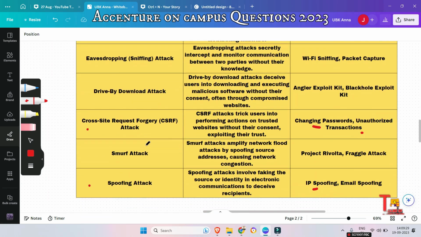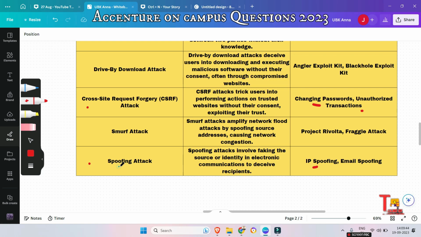So cross-site request forgery attack, that is CSRF, right? CSRF attacks trick users into performing actions on a trusted website without their consent, exploiting their trust, right? So changing password or transaction related examples can be taken. So spoofing attack is also important. Mainly IP spoofing and email spoofing are important for this exam. So spoofing attacks involve faking the source or identity in electronic communication to deceive recipients, right?